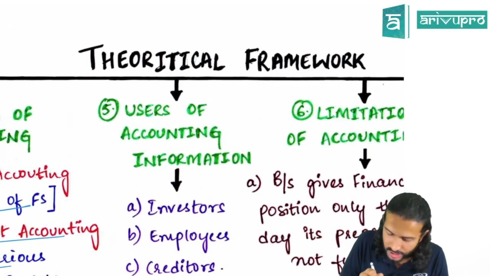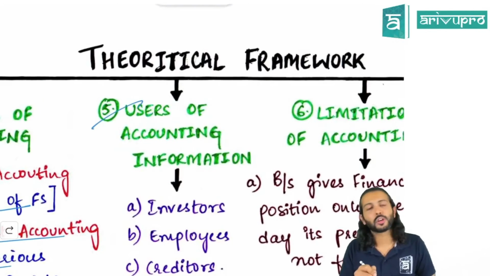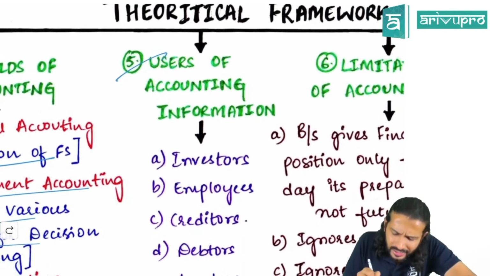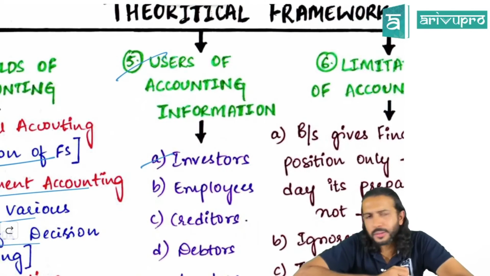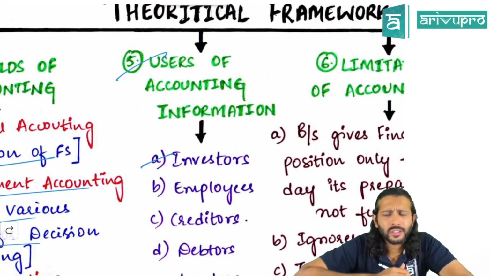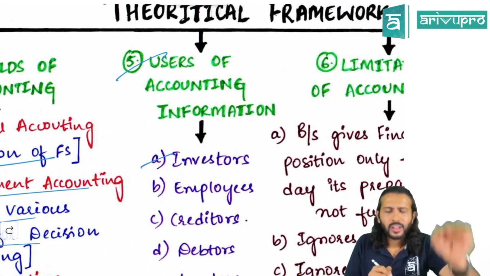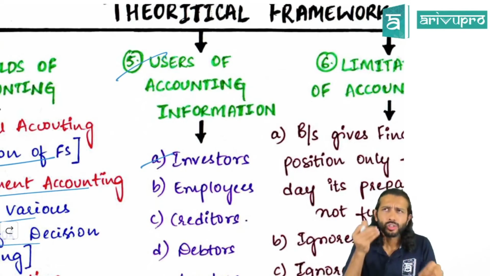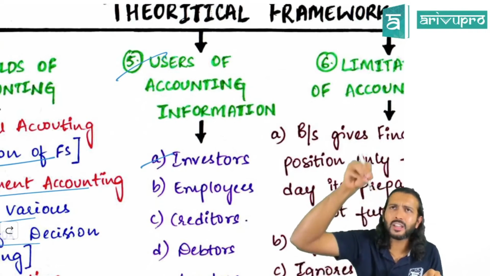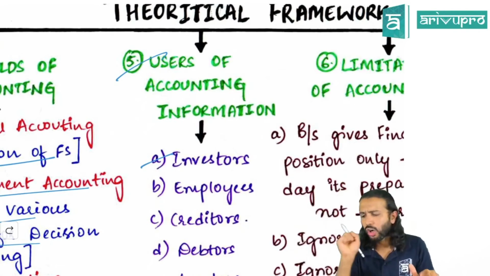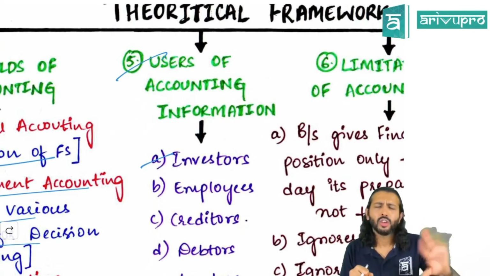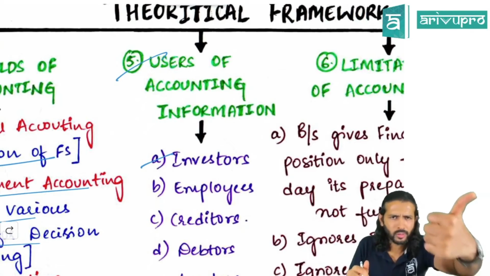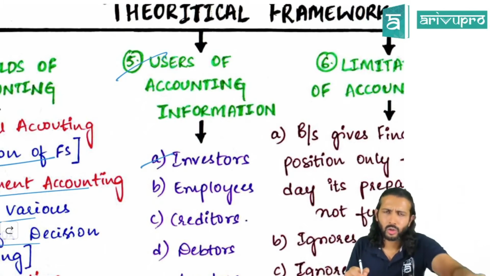Next is users of accounting information. Who all can use the accounting information? One, can an investor use the accounting information? Very much yes. An investor will use accounting information to find out whether he should invest in that company or not. So that is one user of accounting.